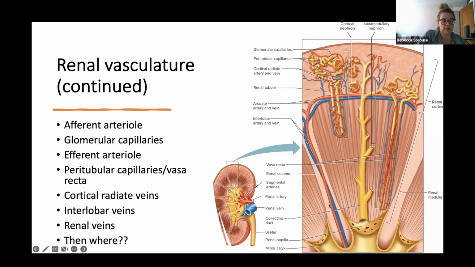into the interlobar vein. And then if we zoom out, remember that there are no segmental veins, but these interlobar veins are going to dump into our renal vein, which will then go into our inferior vena cava, and that blood will go back to the heart to be reoxygenated again in the lungs and then be pumped out. Okay, so that's our vascular pathway.